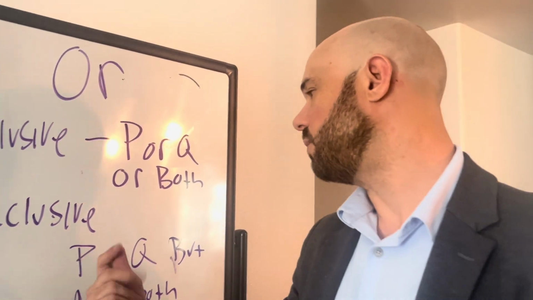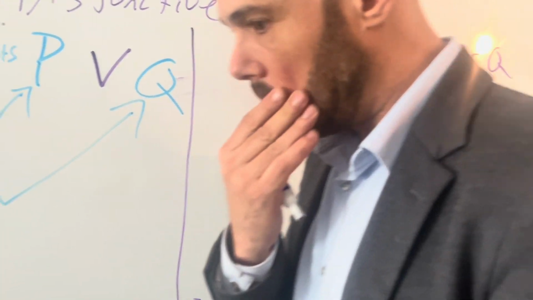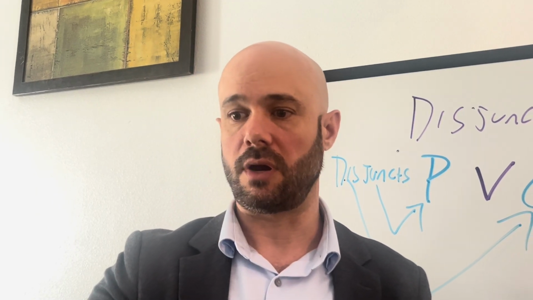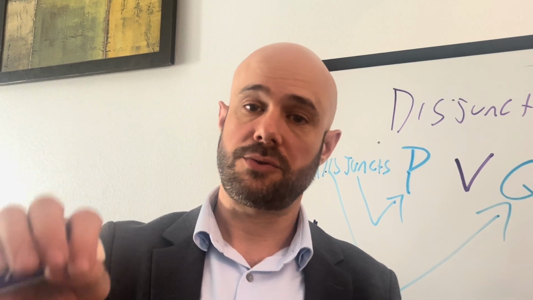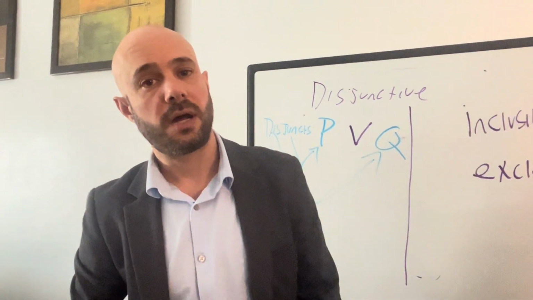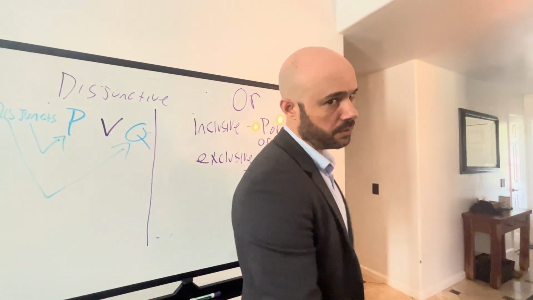An exclusive one is going to be something like this. Hi everyone, I bought pizza. You can have one of each. We have cheese. You have one or the other, rather. We have cheese, so you can either have the cheese or you can choose the pepperoni. And so there's an exclusive use of the word or and an inclusive use.